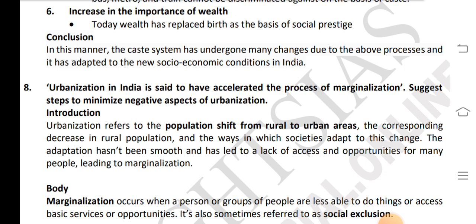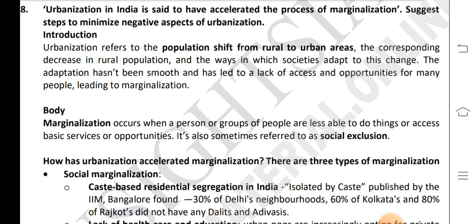Conclusion. In this manner, the caste system has undergone many changes due to the above processes, and it has adapted to the new socio-economic conditions in India.